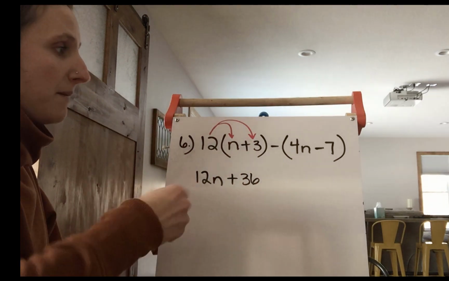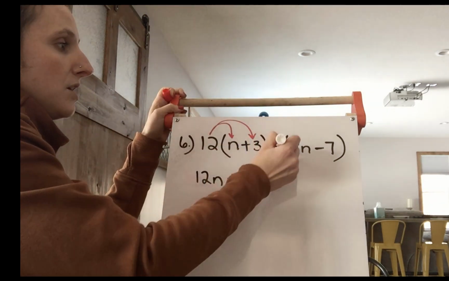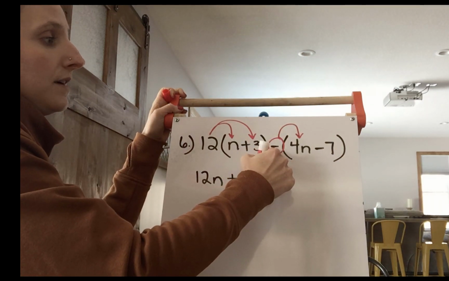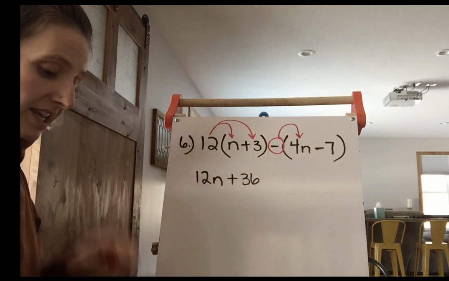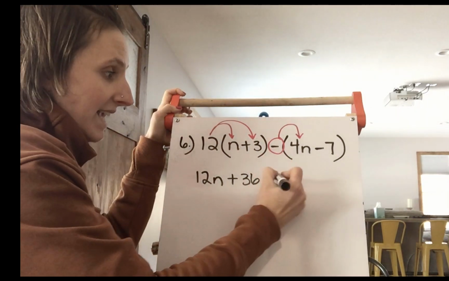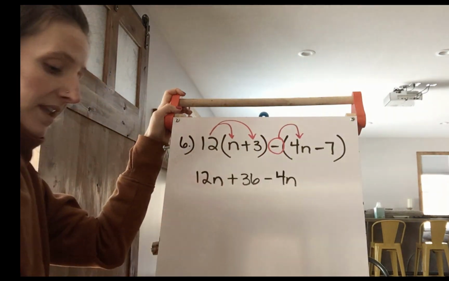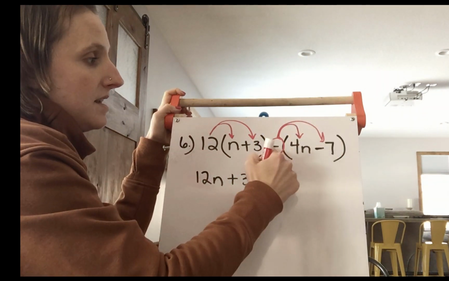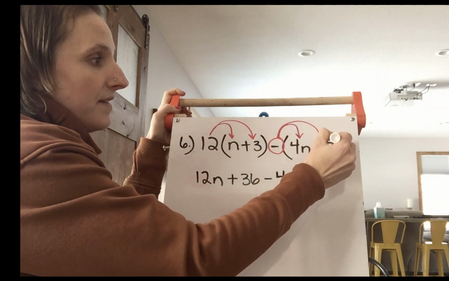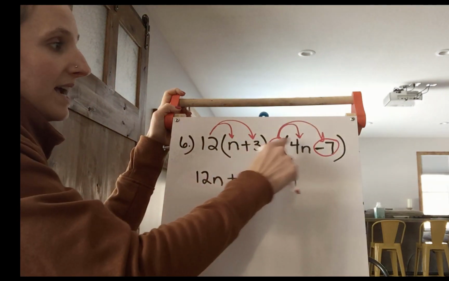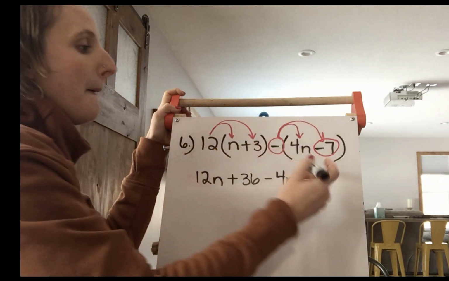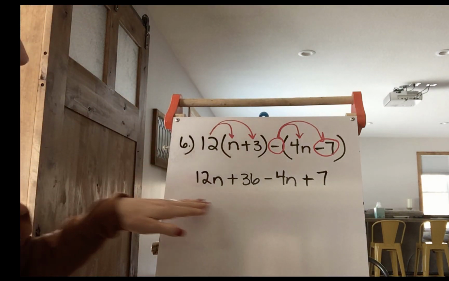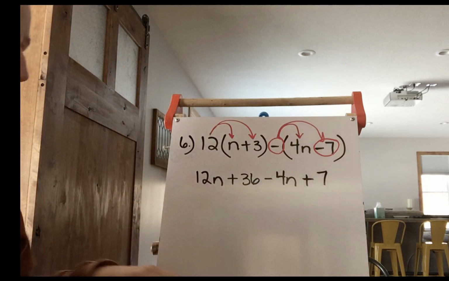Now here, this mama bird is a -1. We need to pass that negative. So -1 times 4n is going to give me -4n. Negative times a -7 is going to give me, my signs agree, so it's going to be a +7, so +7. Now we are ready to combine our like terms.